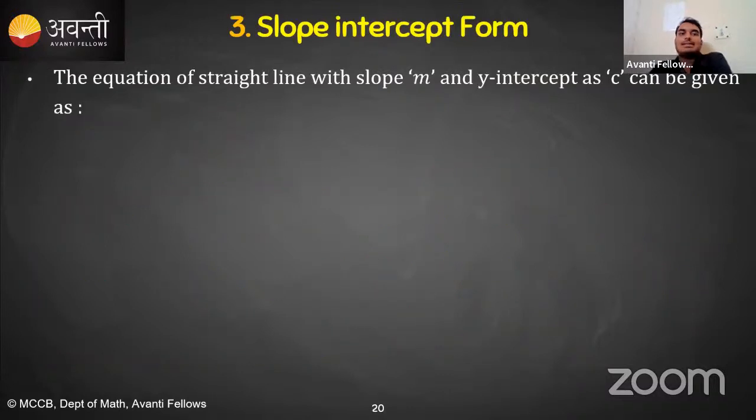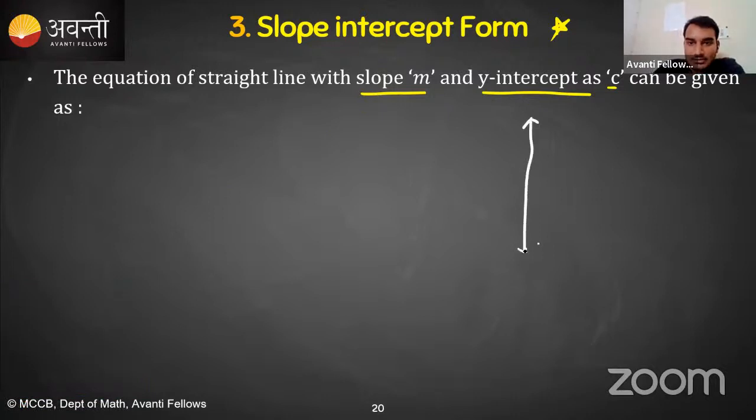So now let's see the third form. Third is very important. Third is saying the slope intercept form, which means the equation of a straight line with the slope m and y intercept c can be given as follows. Now the question is saying that you are given two pieces of information: the slope of the line and the y intercept of the line.